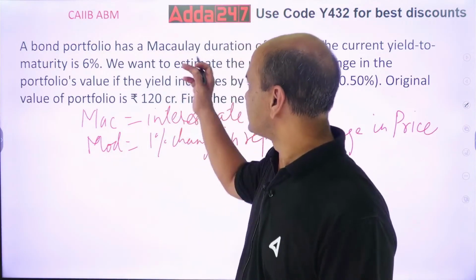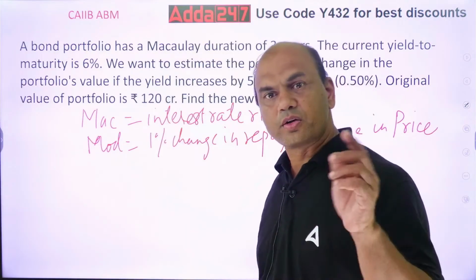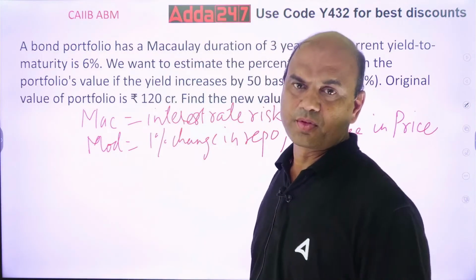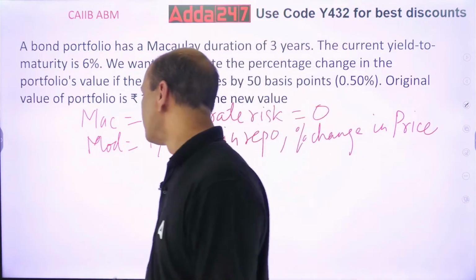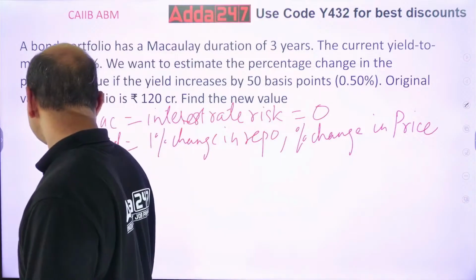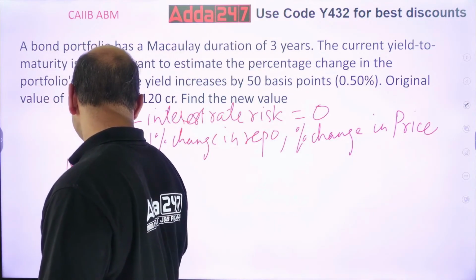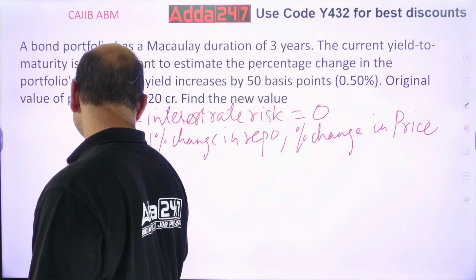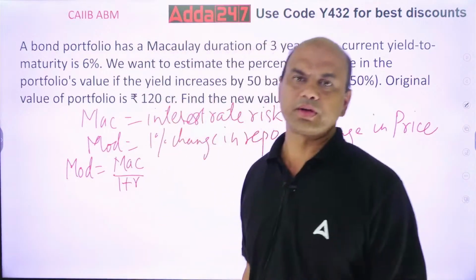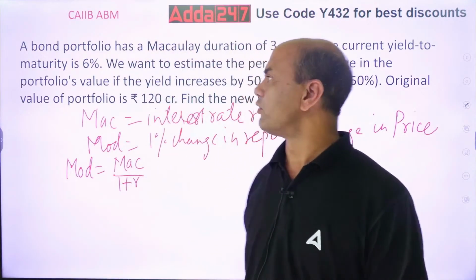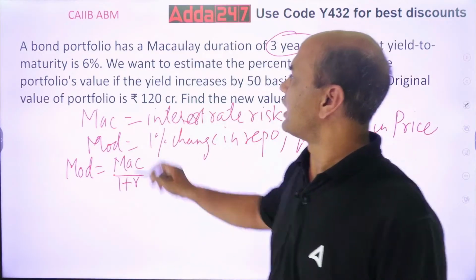So in this case now, Macaulay is already given to you. First you have to find out the modified duration. What is the formula for modified duration? Everyone? Modified duration equals Macaulay, Mac upon 1 plus R. What is Macaulay given? 3 years. 1 plus R. R is what? 6%.